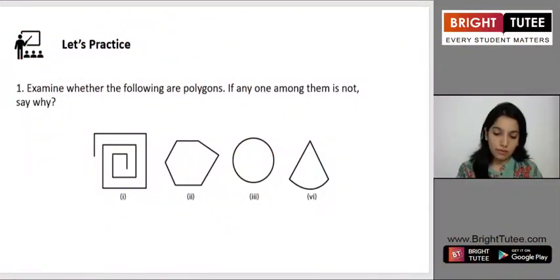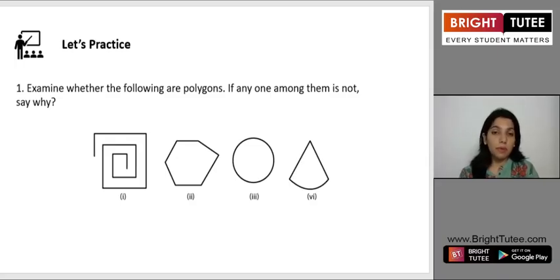Let's see what we have learned about polygons. So let's start with the first question here. It says examine whether the following are polygons. If any one amongst them is not, say why. So look at the first figure.